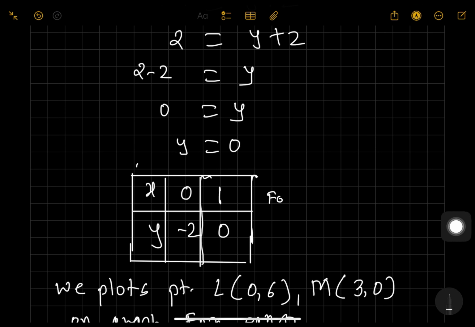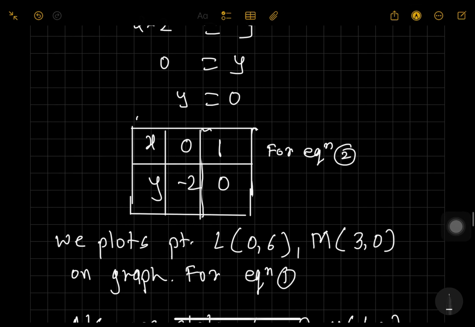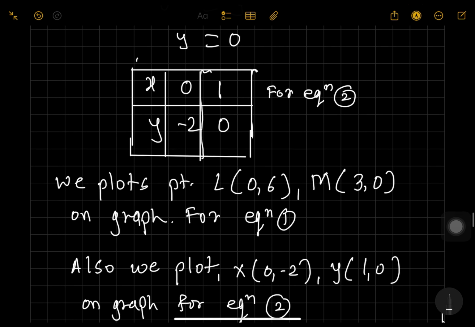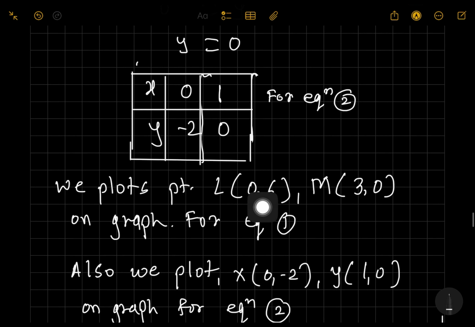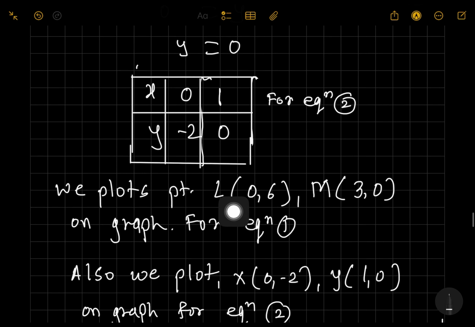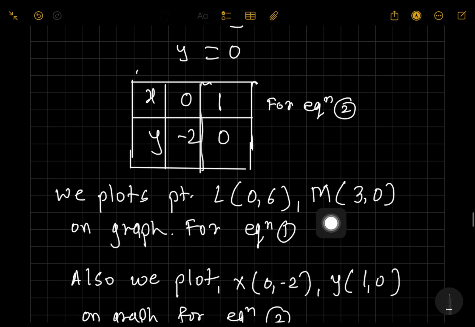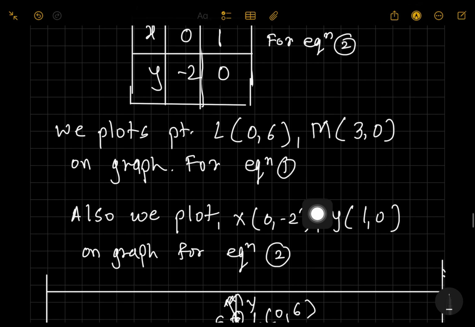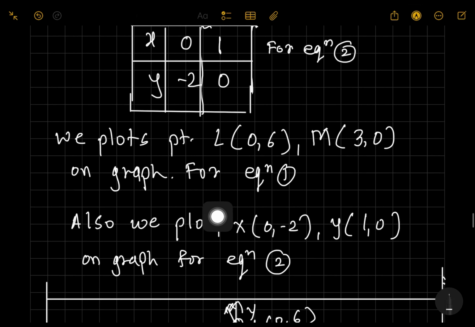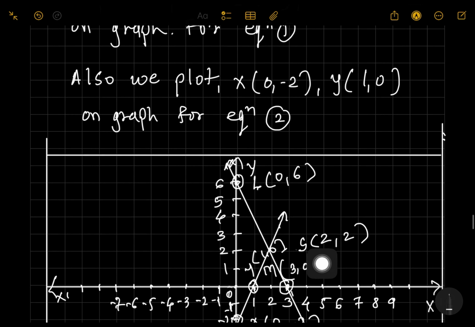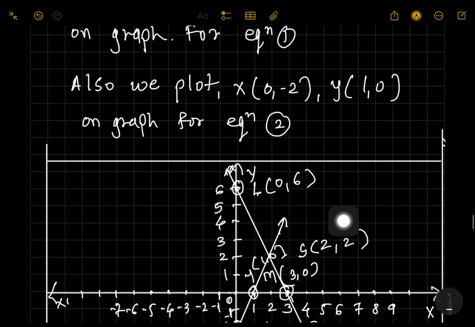This is for equation 2. Now the same points we plot here. Points L (0, 6) and M (3, 0) are for equation 1, and just now we received these for equation 2. In the same way we have to plot here.